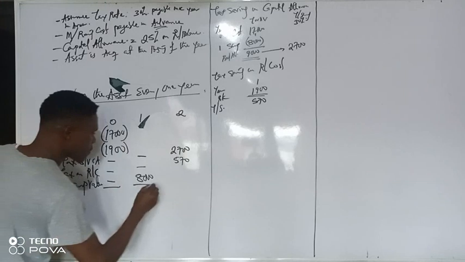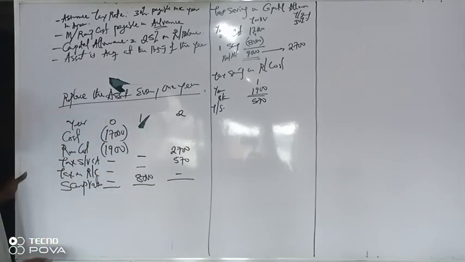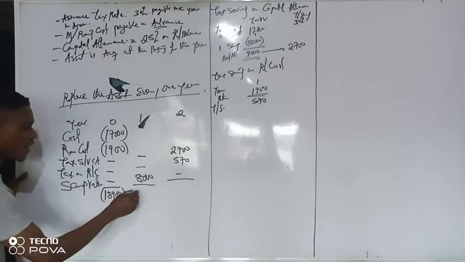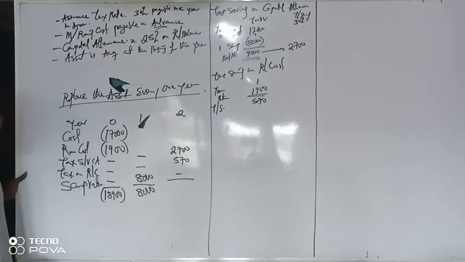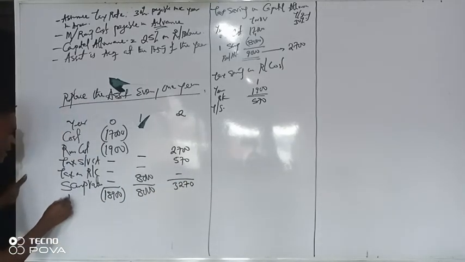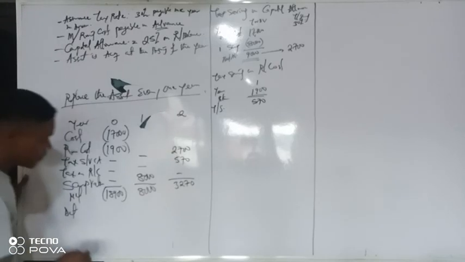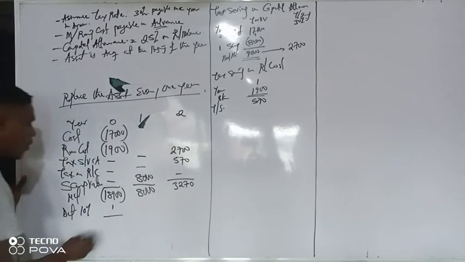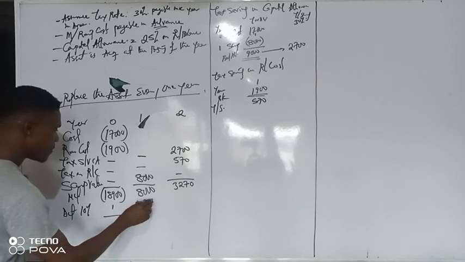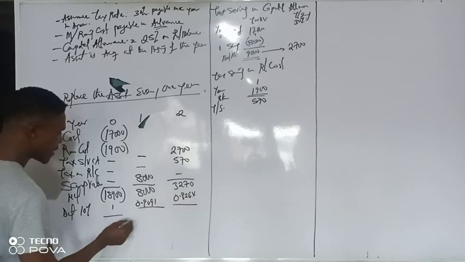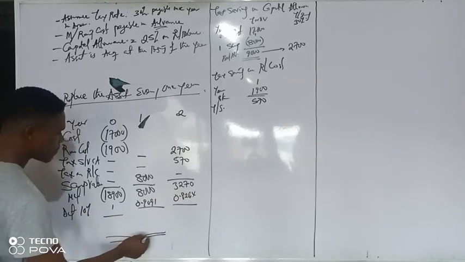So our net cash flows. What do we have? 18,900. We have 8,000. We have 3,070. Then we have our net cash flow, our DCF. What is the question? 10%. So 10% for year 1 and 2. 0.9091. 0.8264. We have that. Let's multiply and add it together.